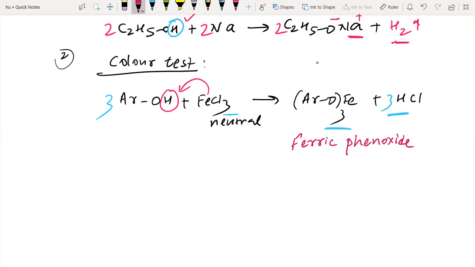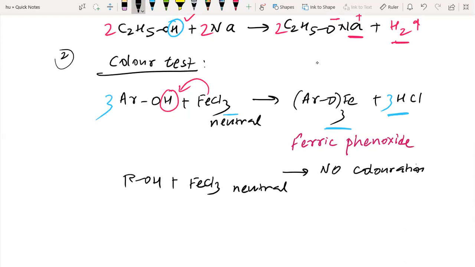Meaning phenol, when treated with neutral FeCl3, gives a color. But your alcohol ROH, when reacted with neutral FeCl3, gives no coloration. So with neutral FeCl3, we can distinguish between alcohol and phenol.